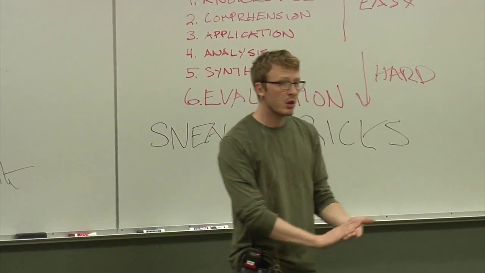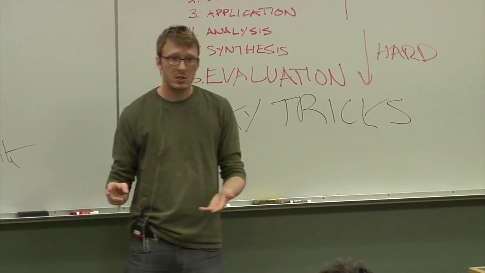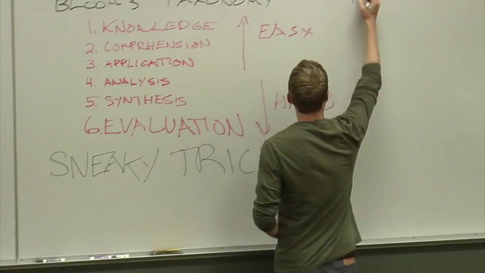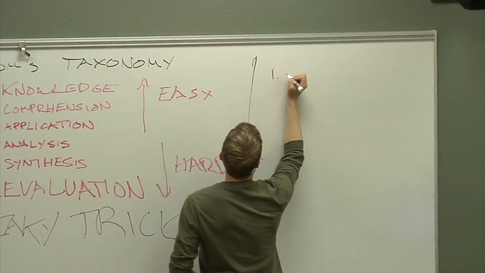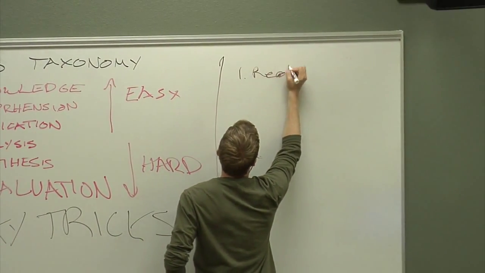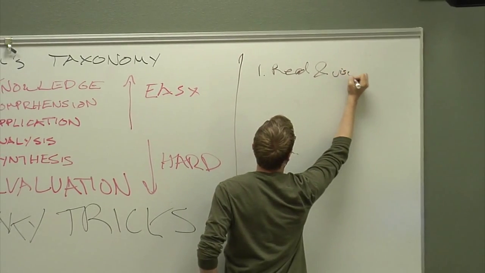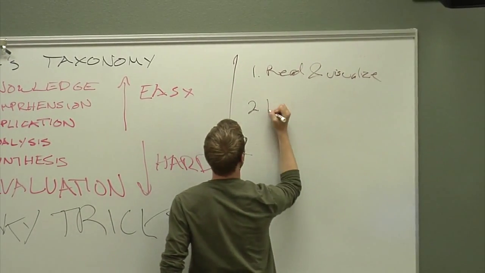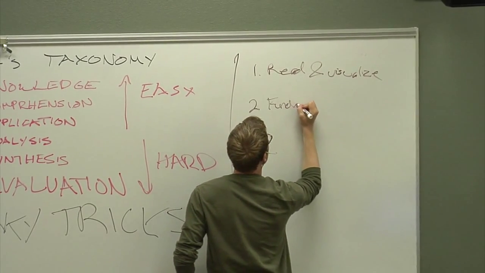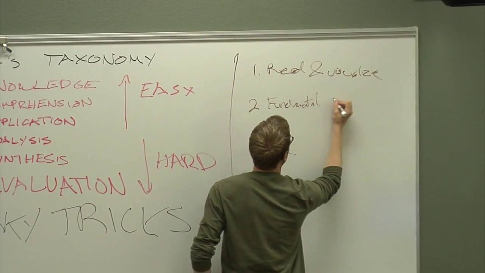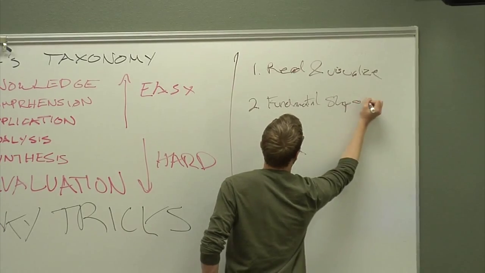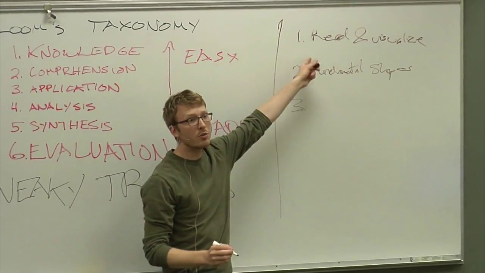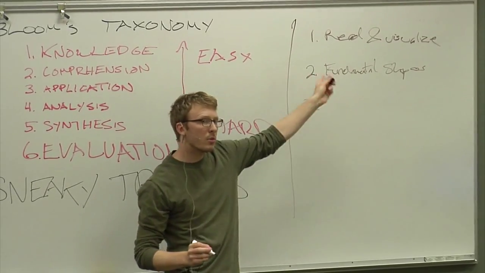Because to get somebody to wonder, there's a very finite list of skills. I could write the skills that you all need to know to get to wonder right now. You need to read and visualize, right? Then you need fundamental shapes. And then that's pretty much it. If you can read and visualize and you can know fundamental shapes, that's almost all of what you need to get to wonder.